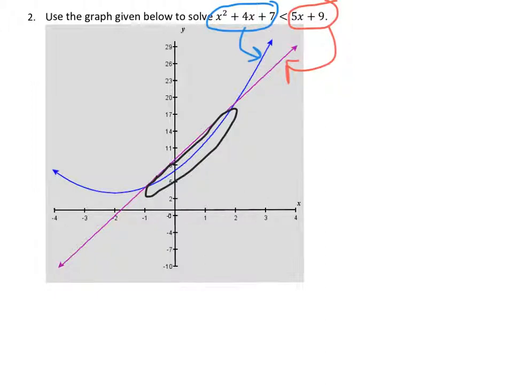But we want the set of x values that matches up with that. So it looks like from there up to here, and all the x's in between. So in this case, the solution would be -1 is less than x is less than 2. In other words, x is between -1 and 2. And we're not going to include the equalities on these, since the equality is not included in the original problem.